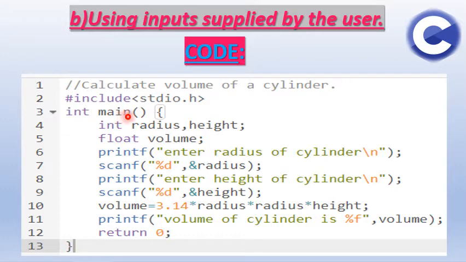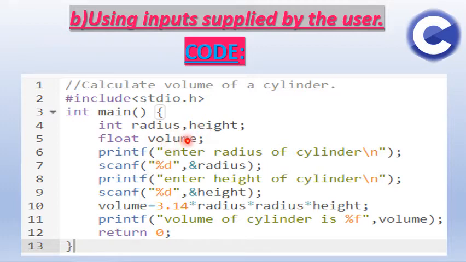Then int main, it is the main function, after which whatever you write will be considered for execution by your compiler. Then the curly brackets open, then int radius, height; semicolon. I have declared two variables named radius and height under the data type int. That means the values my radius and height variables are storing will be of integer type.